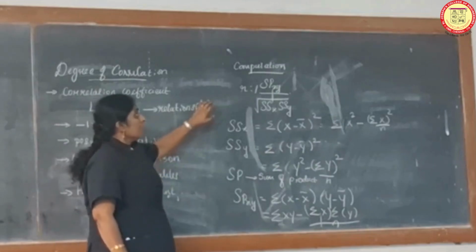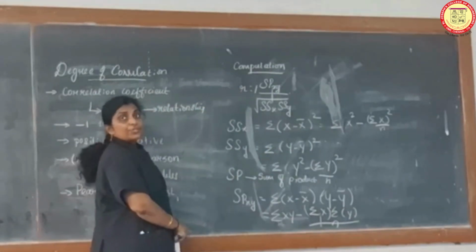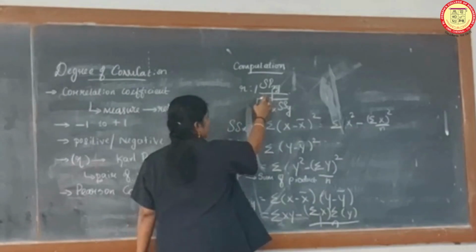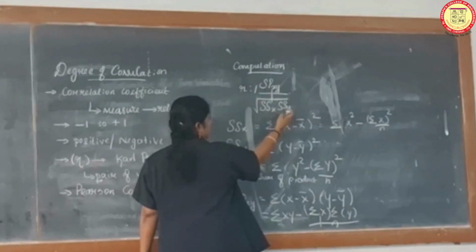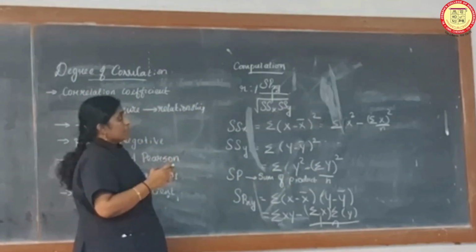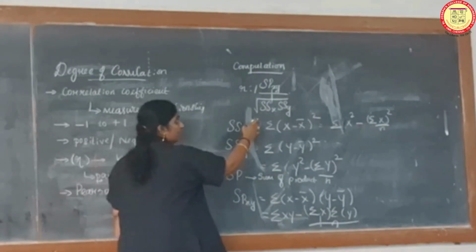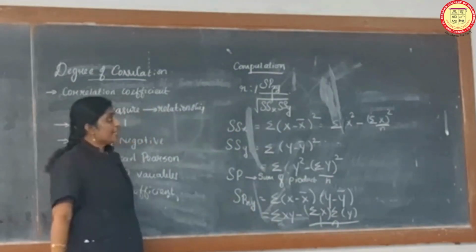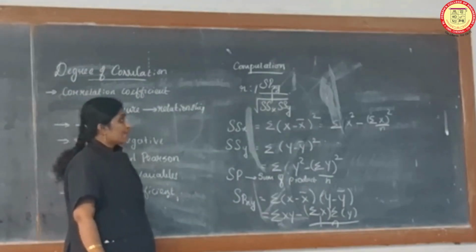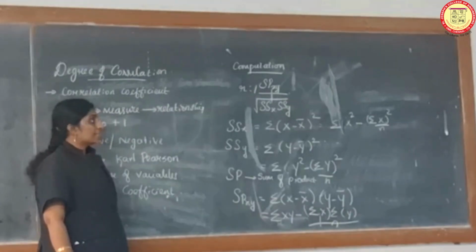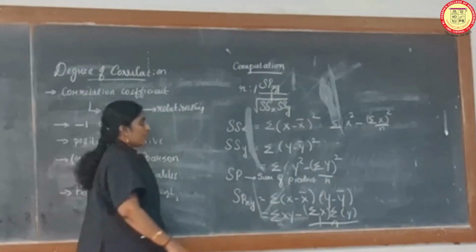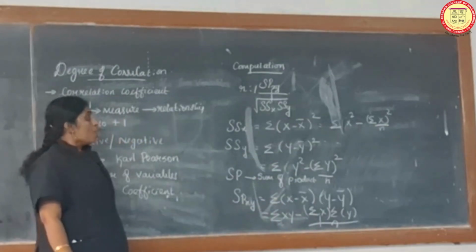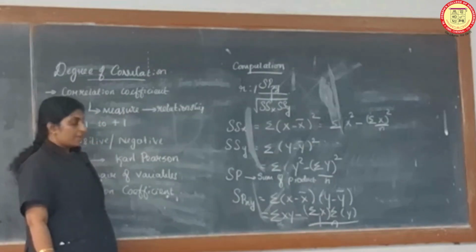Once again, the computation formula to calculate the correlation coefficient is R equal to SPXY divided by the root of SSX times SSY. SP is the sum of the products and SS is the sum of squares. SSX is equal to summation x minus x bar the whole square, which equals summation x square minus summation x the whole square divided by n. SSY is equal to summation y minus y bar the whole square, which equals summation y square minus summation y the whole square divided by n.